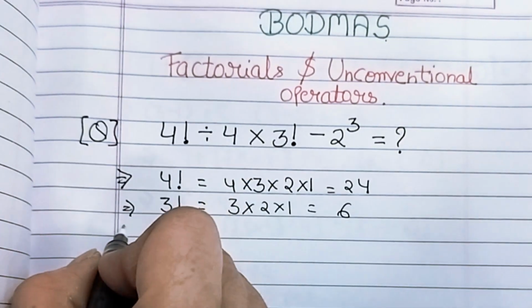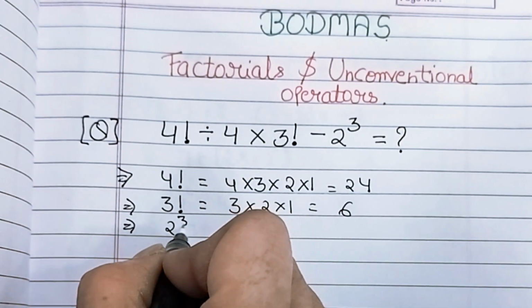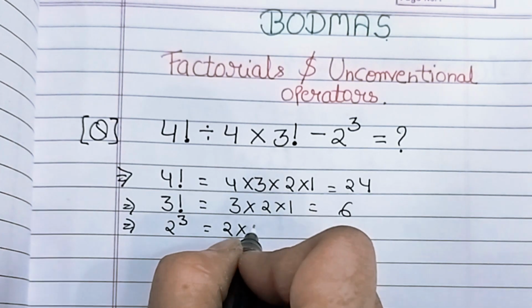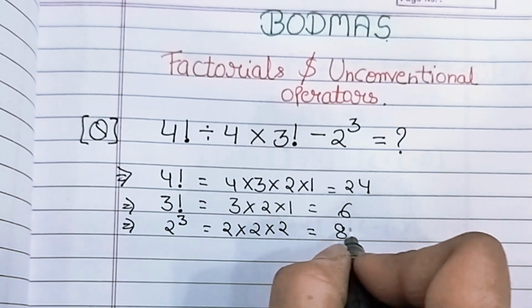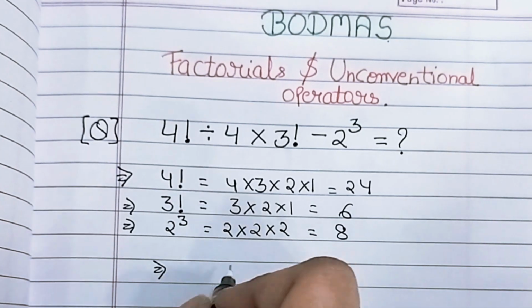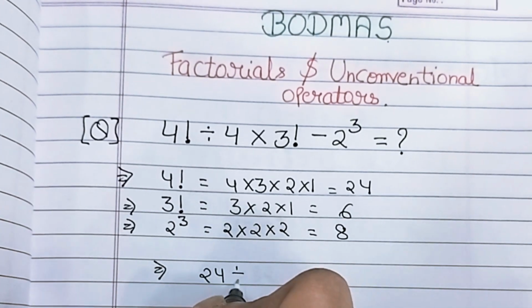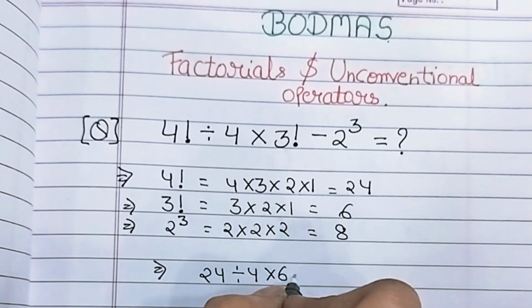Now the exponent. Third is 2 cube. You will multiply 2 into 2 into 2, and you will get 8. Now the expression becomes 24 divided by 4 multiplied by 6 minus 8.